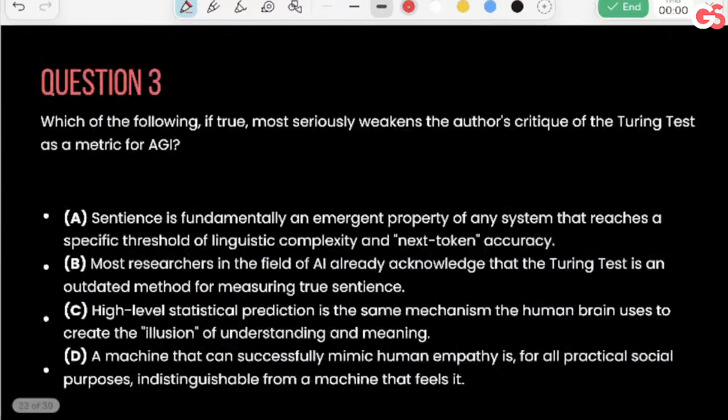Question number 3. Which of the following, if true, most seriously weakens the author's critique of the Turing test as a metric for AGI?